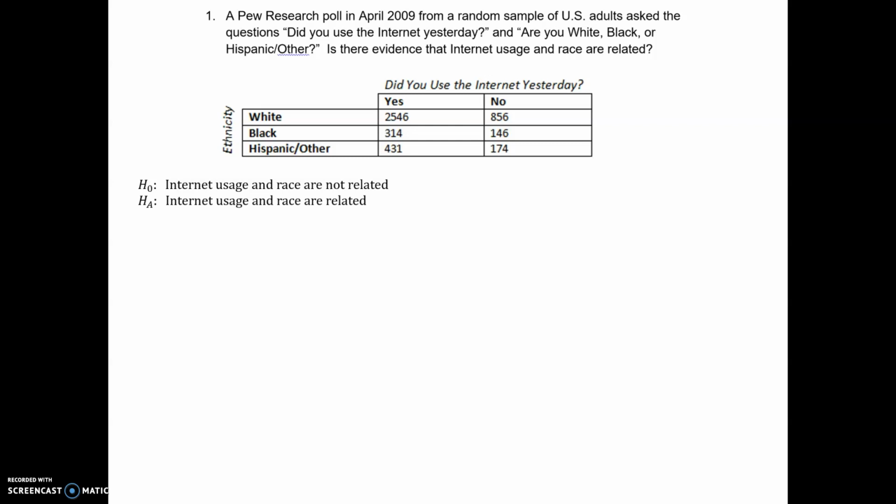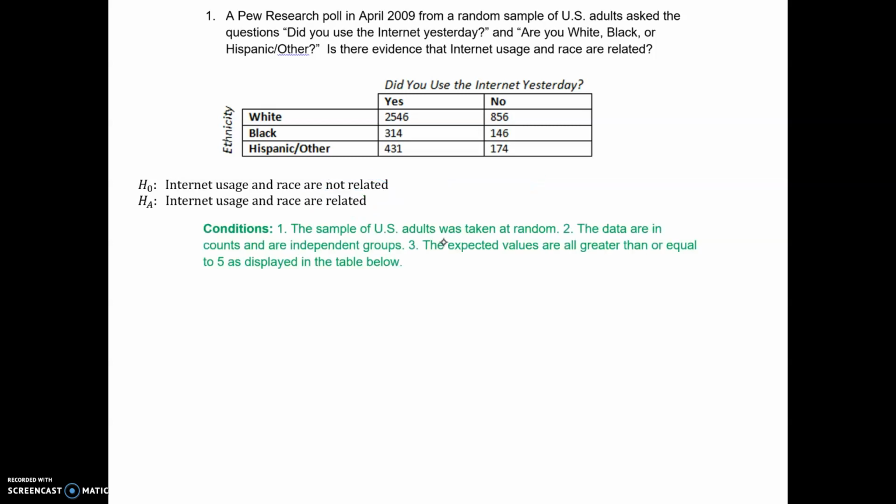So is there evidence that internet usage and race are related? That's what our alternate hypothesis is. Just keep in mind that not related means independent, and related means not independent. So we're looking for evidence that supports that internet usage and race are not independent, or maybe we don't have evidence of that. Okay, all right, so let's move on.